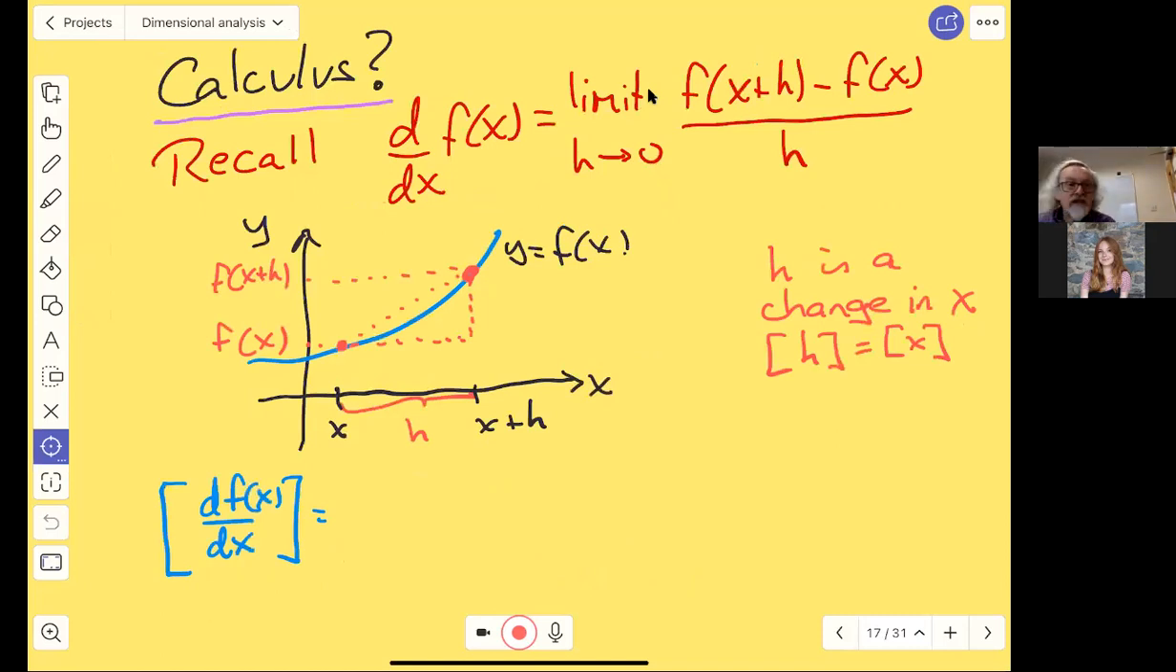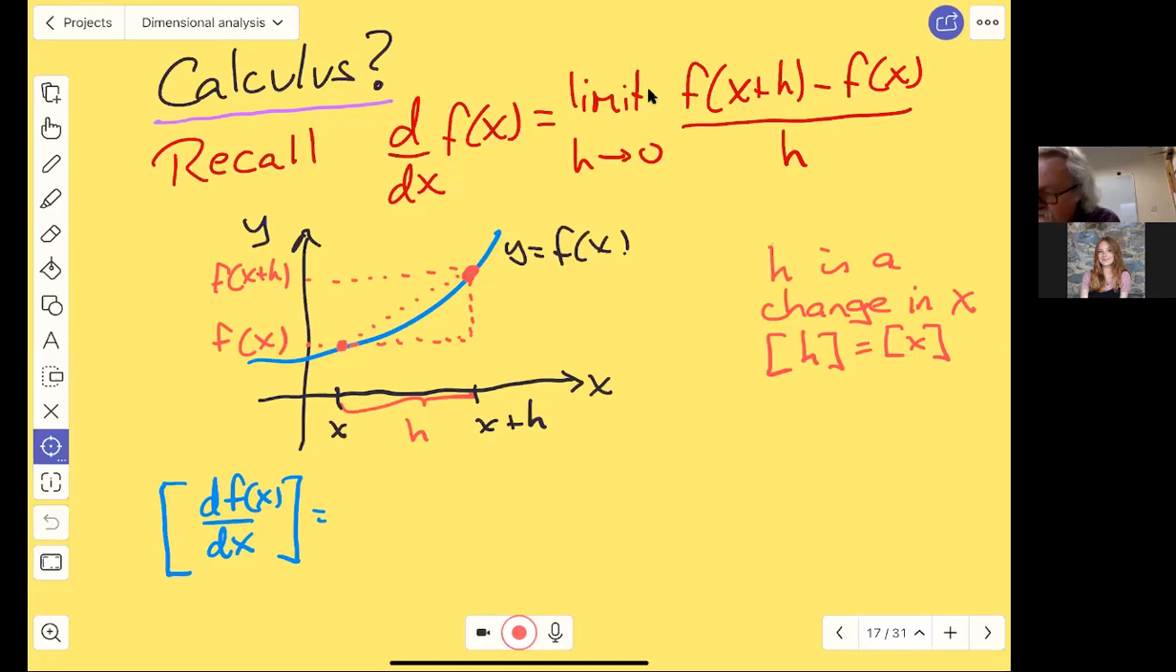Okay, let's think a little tiny bit now about calculus and how dimensions work in calculus. So to do that, I want to go back to the definition of a derivative. So the derivative gives you the slope of the tangent line to a function. And we can't just write that down so easily. So what we do is we define it through a limiting procedure.